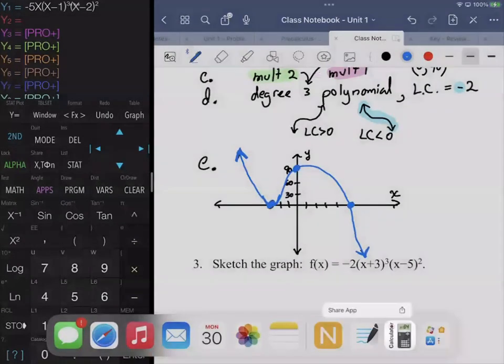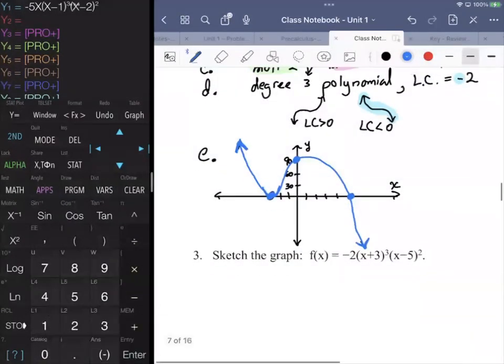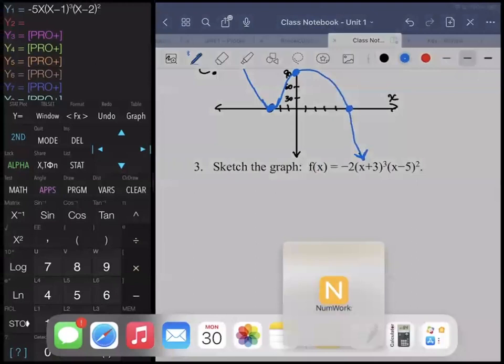I almost hit the wrong one. I mean, I kind of did anyway. Come on, get in there.